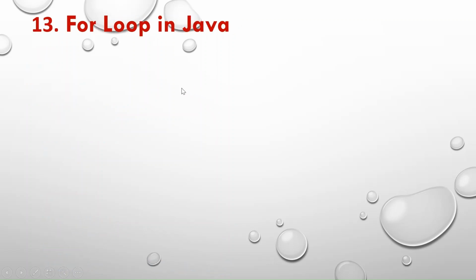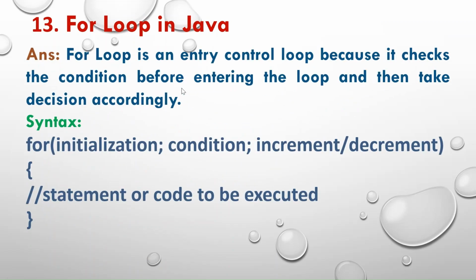Now coming to the loops, we have a for loop. The for loop is an entry control loop because it checks the condition before entering the loop and then takes a decision accordingly. Here we have three sections. One is the initialization section, that is initialization of a variable. Then check the condition, then go for either increment or decrement. Based on the condition you have assigned, the statement gets executed. Then whatever updation you are giving, increment or decrement, gets executed and it goes for the next iteration.